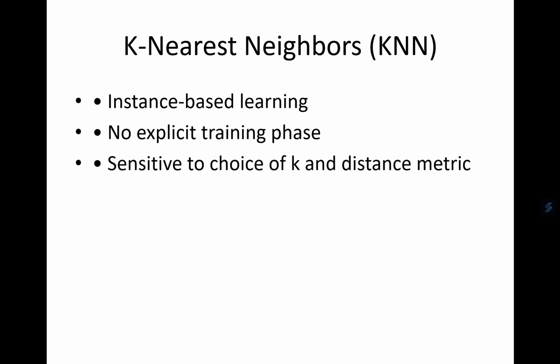And k-nearest neighbors, KNN, is instance-based learning with no explicit training phase, and is sensitive to the choice of k and distance metric.